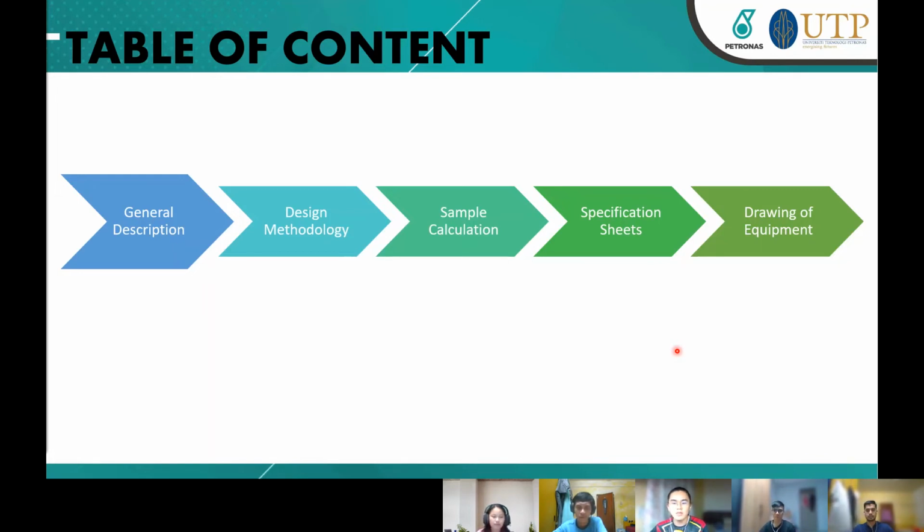Next, I will show some of the calculations which were used during the design process to determine the dimension of the heat exchanger. And lastly, the specification sheets which contain the summary of the heat exchanger will be shown to you, together with the drawing of the equipment.